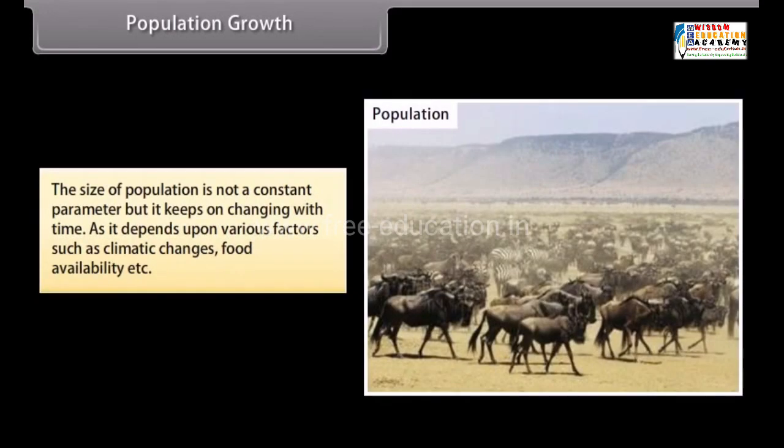Population growth. The size of a population is not a constant parameter, but keeps on changing with time, as it depends upon various factors such as climatic changes, food availability, etc.